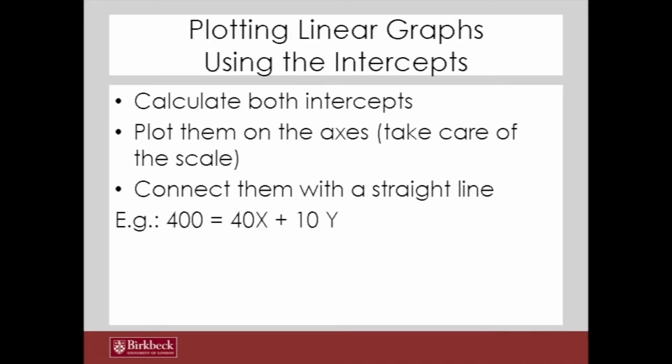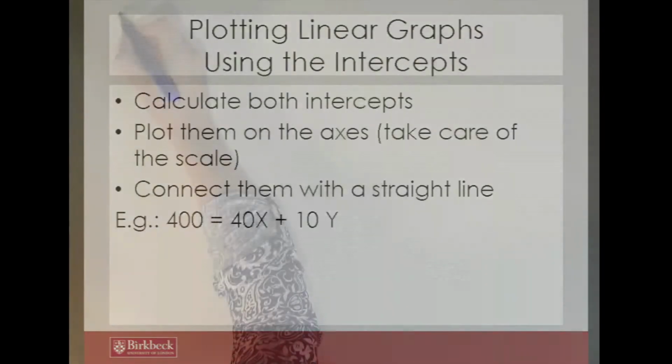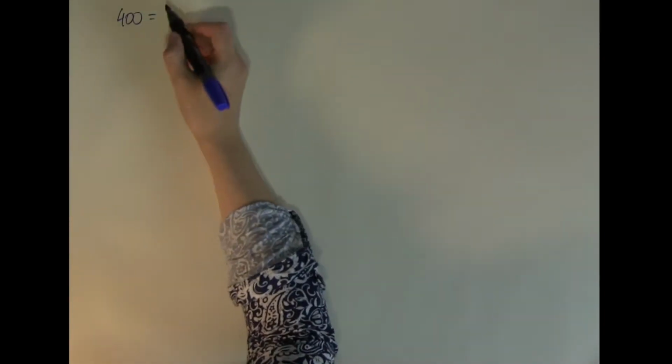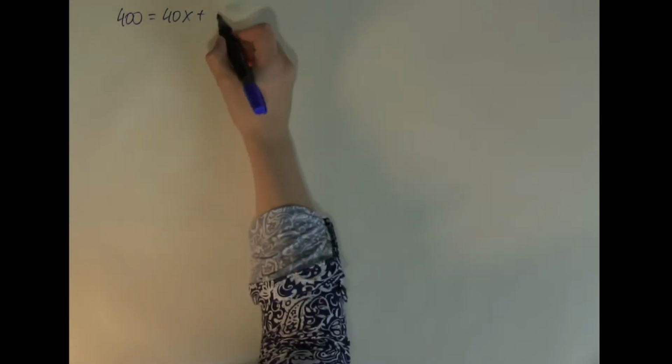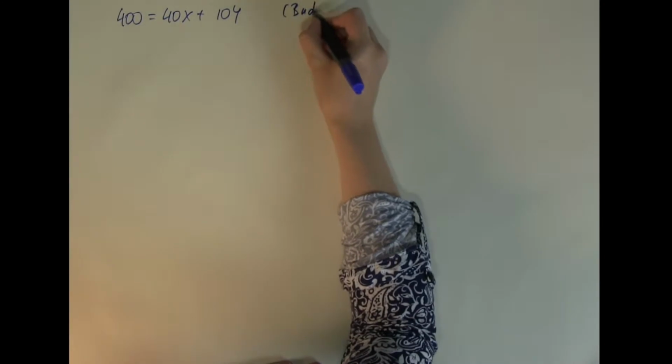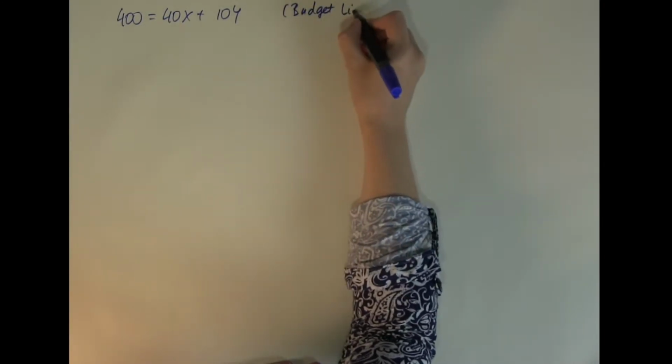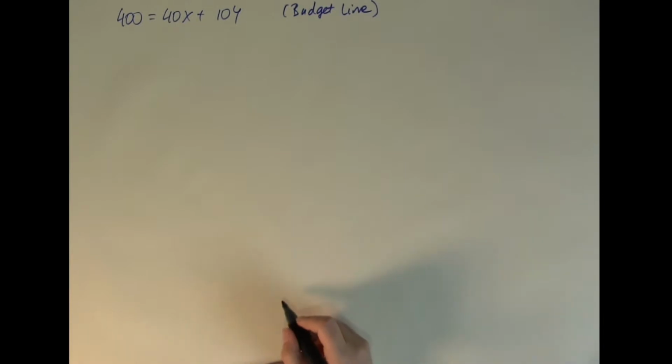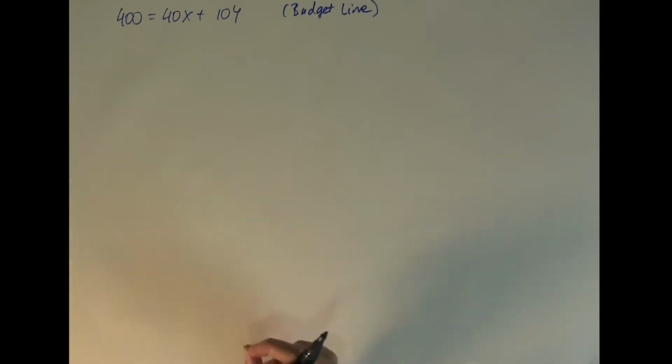So if we have an equation, let's say 400 is equal to 40x plus 10y, which is a typical budget line equation, then we can use this to plot the intercepts, and as soon as you've got 2 points, the line is being defined. So for a linear graph, any 2 points is perfectly enough to draw the whole line.